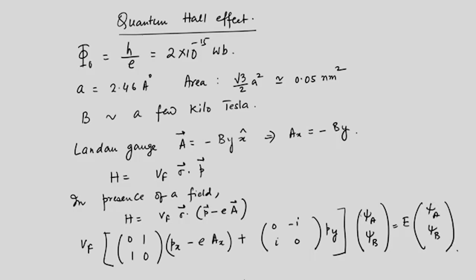Okay. So, remember that sigma does not denote the spin degrees of freedom, it denotes the sublattice degrees of freedom, which are nothing but the A and B sublattices.